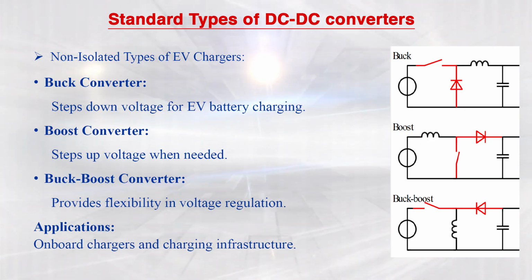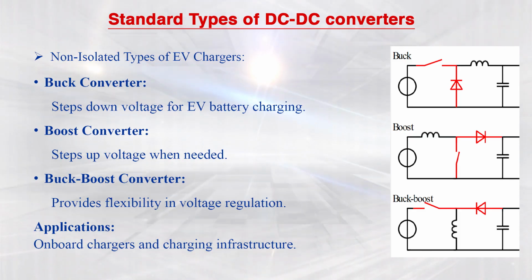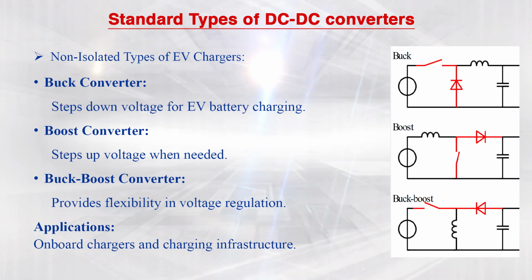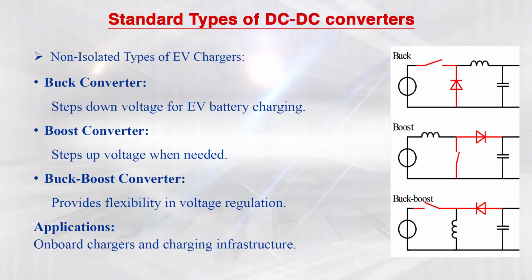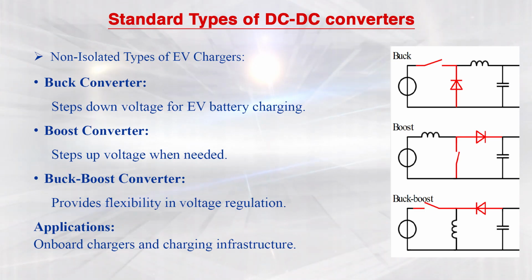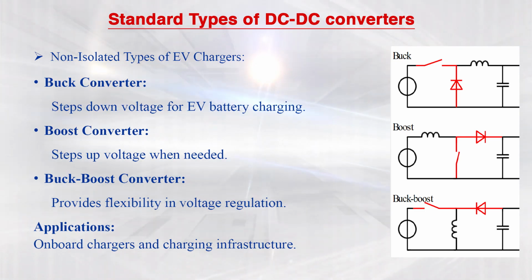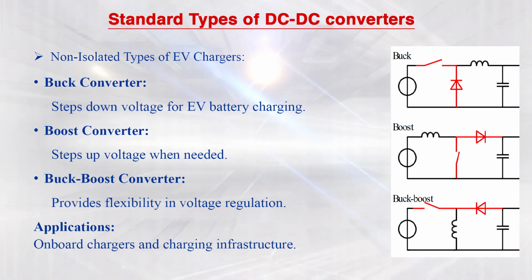Suppose we have taken one front end converter, a diode based front end converter, and we have selected a 3 phase 415 volt grid. The 415 volt will be converted using the diode rectifier to around 580 or 600 volt. So, this 600 volt will be stepped down as per your requirement. Suppose a 48 volt battery is selected.